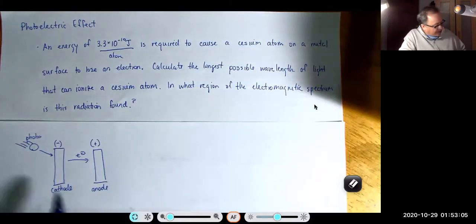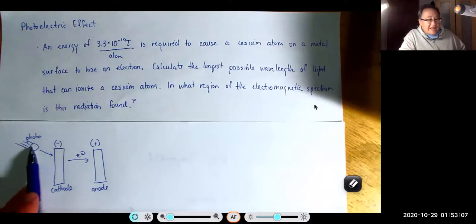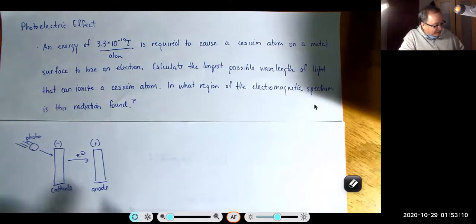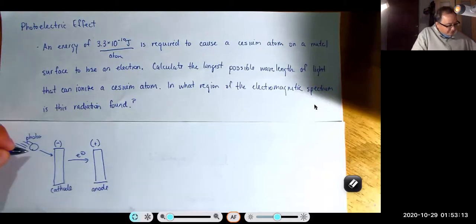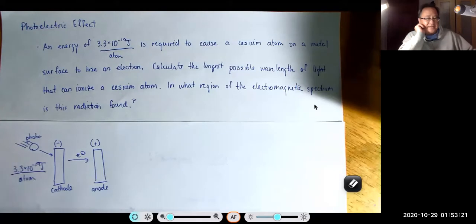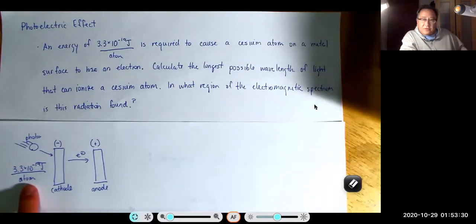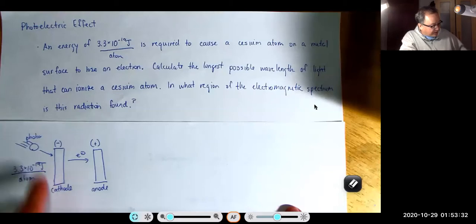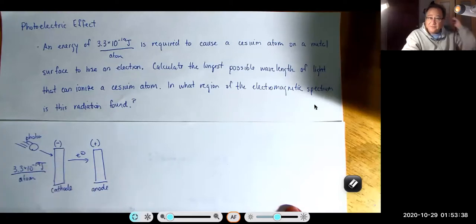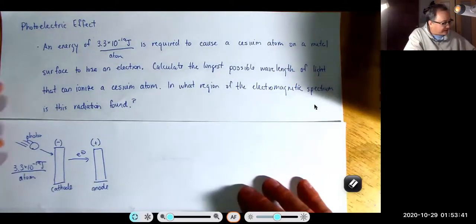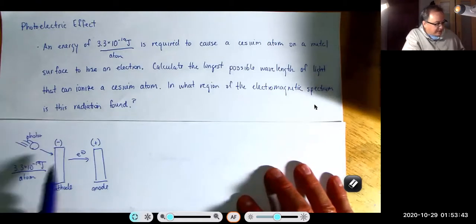Okay, so at any rate, here's our massless packet of energy hitting the cathode and striking an electron from it. The energy of this photon is 3.3 times 10 to the minus 19 joules. And when they say joules per atom, what they're really saying is that this is one photon striking one atom and knocking one electron off, okay? So we could say that this is 3.3 times 10 to the minus 19 joules per photon. It's 3.3 times 10 to the minus 19 joules per atom or per electron knocked off. Okay, now this says this is the energy required to remove the electron.